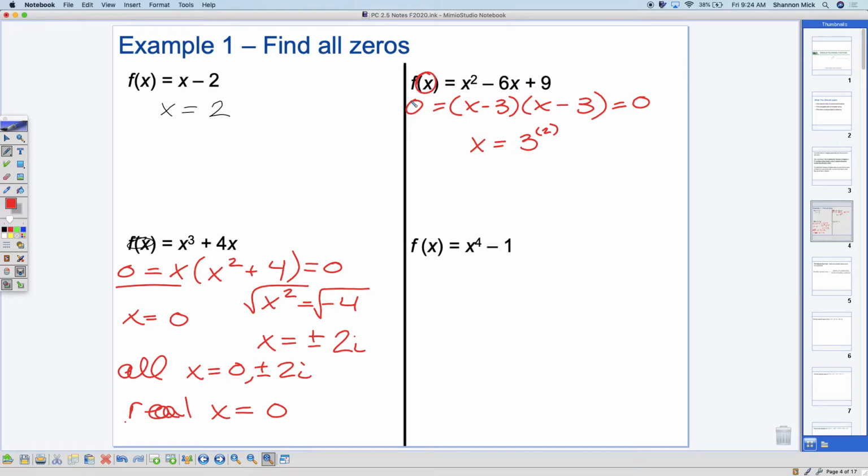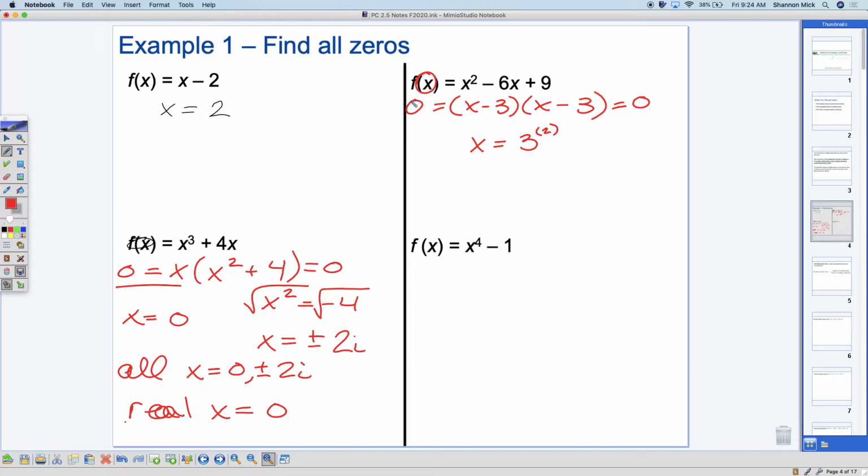So if it asks, state all the solutions, you'd say 3. All the real solutions, you'd say 3. And all the rational solutions, you would say 3. And if there were irrational numbers in there, they drop off.